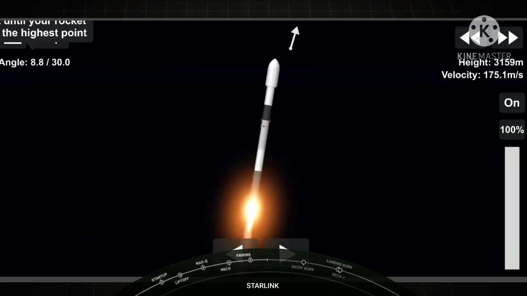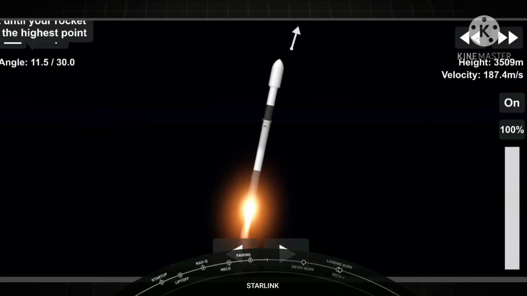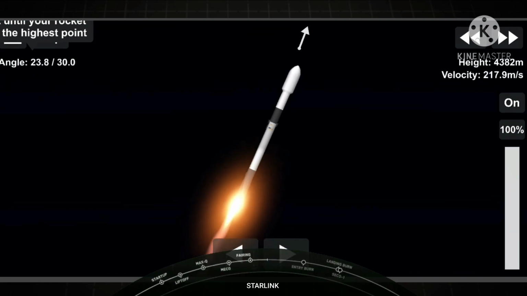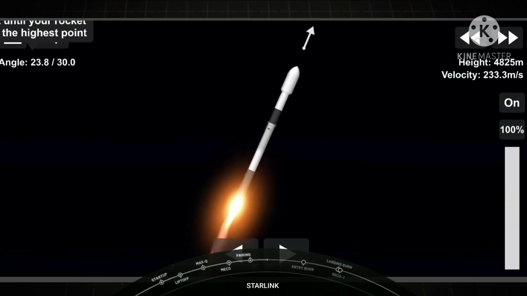T plus 40 seconds into flight, and Falcon 9 has successfully lifted off from Cape Canaveral Space Force Station, carrying our stack of Starlink satellites to orbit. We're now throttling down our engines in preparation for max Q, which is maximum aerodynamic pressure. This is the largest structural load that the vehicle sees on ascent.